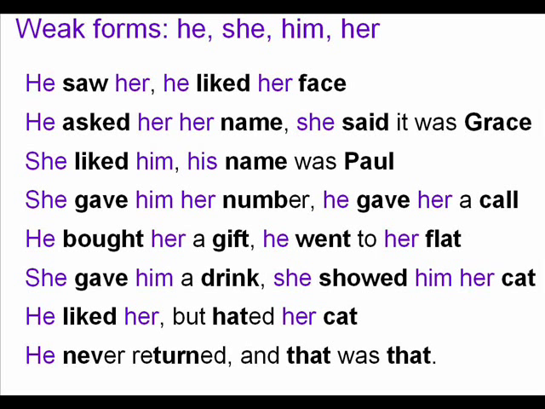He saw her, he liked her face. He asked her name, she said it was Grace. She liked him, his name was Paul. She gave him a number, he gave her a call. He bought her a gift, he went to her flat. She gave him a drink, she showed him a cat. He liked her, but hated her cat. He never returned, and that was that.